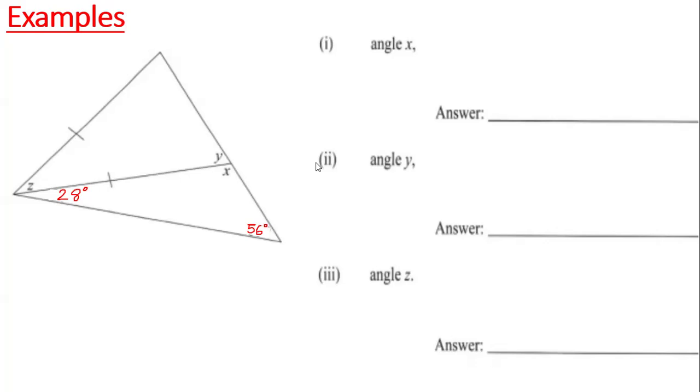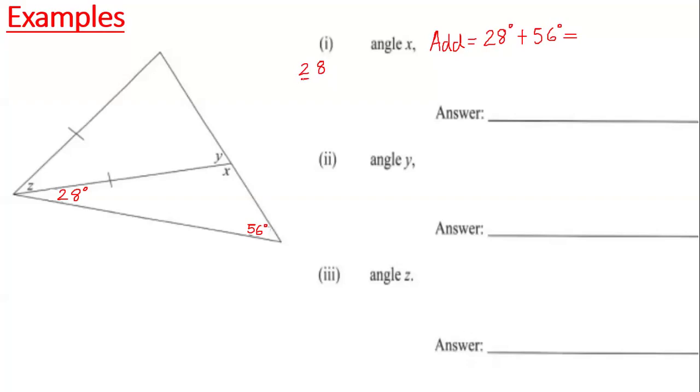For X, how did y'all answer X already? For those who did it already, how did we get X? I got 84. To get X, 56 and 28. We added, right? 56 and 28. Very good. So we add 28 degrees plus 56 degrees. And when we add them, what do we get? 84 degrees. So we have 28.